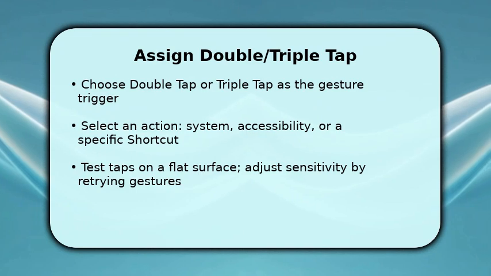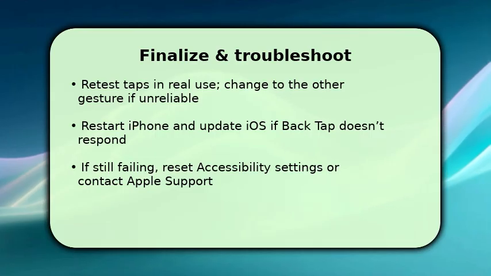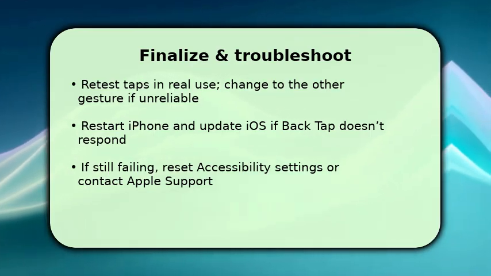Finish by validating back tap in real scenarios and fine-tuning your workflow. Use the phone naturally and try both double and triple taps. If one is unreliable, switch to the other or select a simpler action.